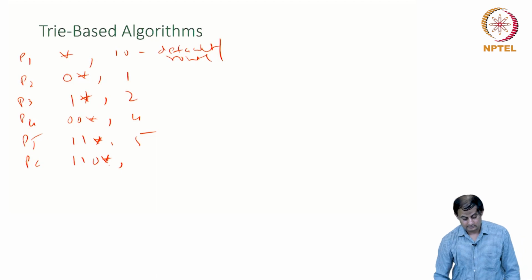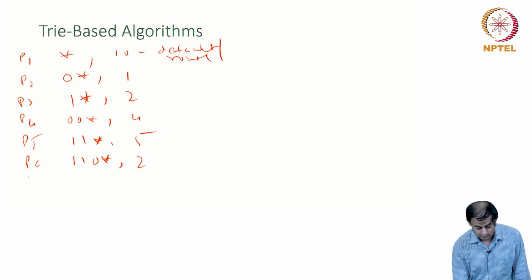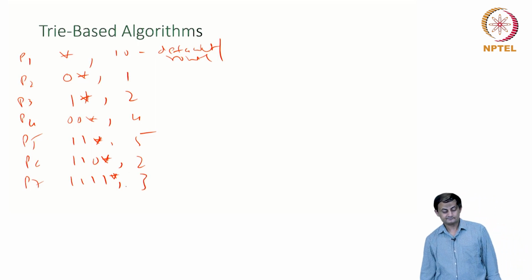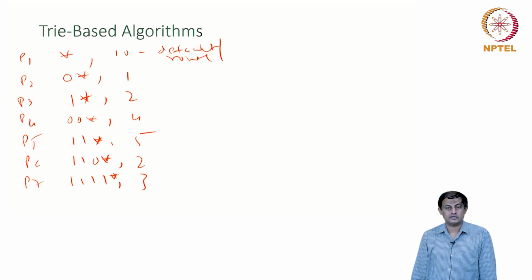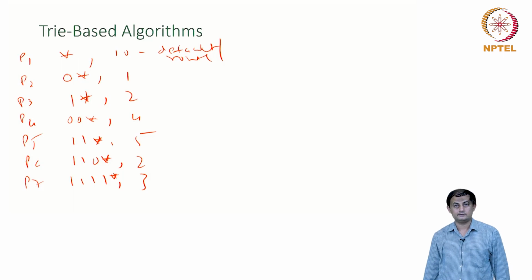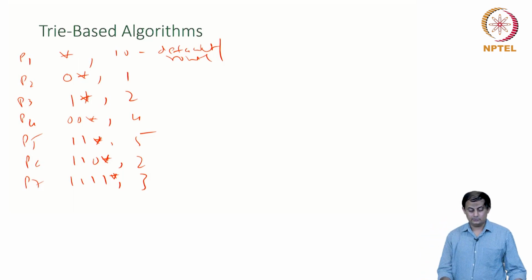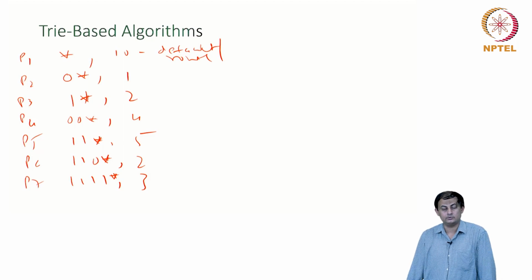If the starting IP address is 10, then you forward it to port number 2, and P7 is saying 1111 star, you need to forward it to port number 3. So, there are 7 prefixes inside my routing table, and these are the entries. Now, if I have to do an implementation, what is the thing that I can do?